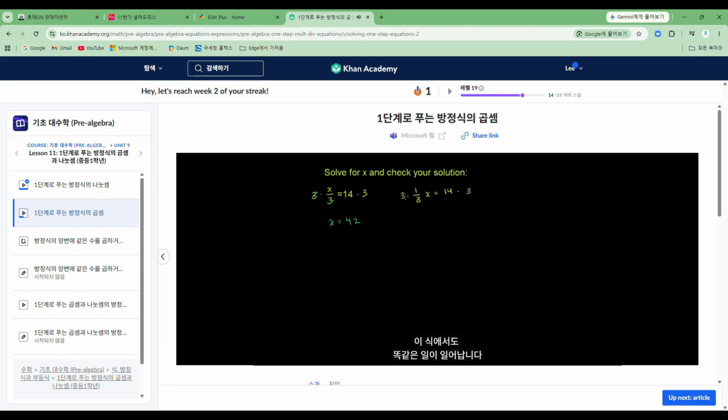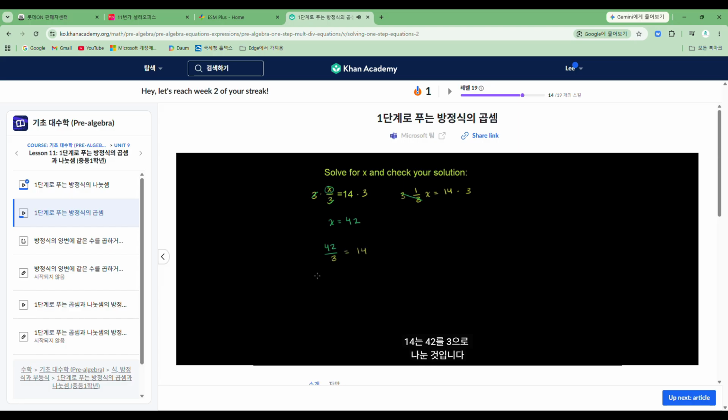And the same thing would happen here. 3 times 1/3 is just 1. So you get 1x is equal to 14 times 3, which is 42. Now let's just check our answer. Let's substitute 42 into our original equation. So we have 42 in place for x, over 3 is equal to 14.